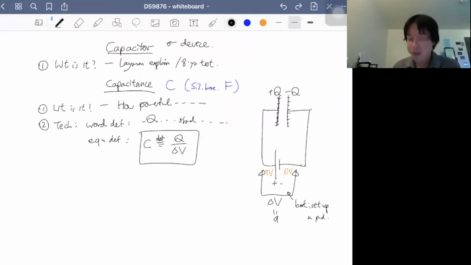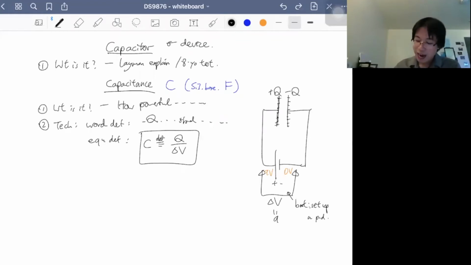You plug in only the positive, either the positive side, or you plug in the magnitude of either side. You put an absolute value, and then you plug in one side of the charge. It's asking how much charge builds up on one side. It's the absolute value of charges build up on one particular side.